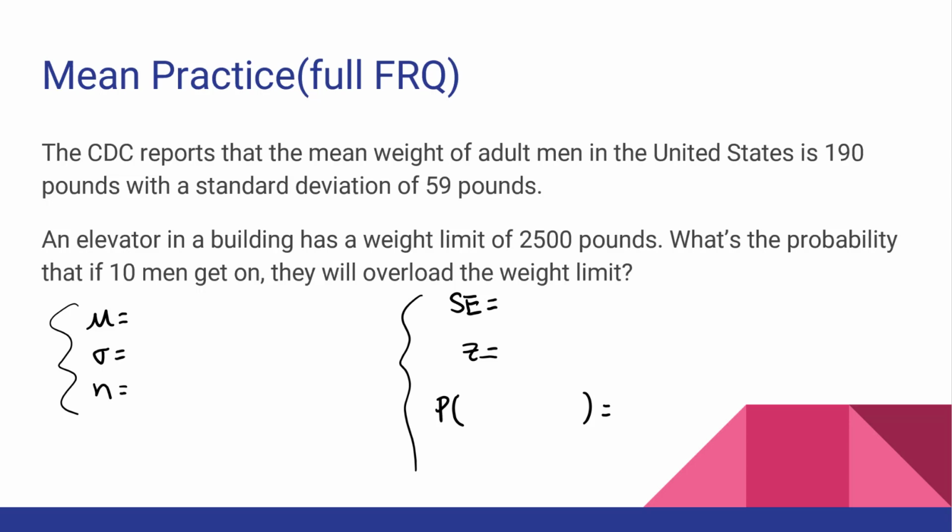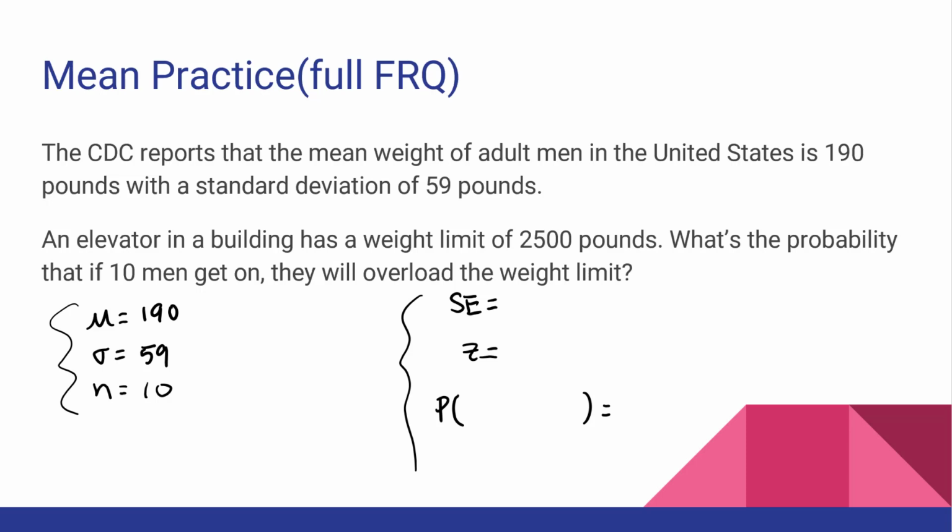So this is what we got from the CDC, our summary statistics of adult male weight. So our mu is whatever the CDC said the mean weight was, 190 pounds, with a sigma of 59 pounds. And then our sample size is however many men are looking to get onto the elevator. So that would be 10, as the question asked.